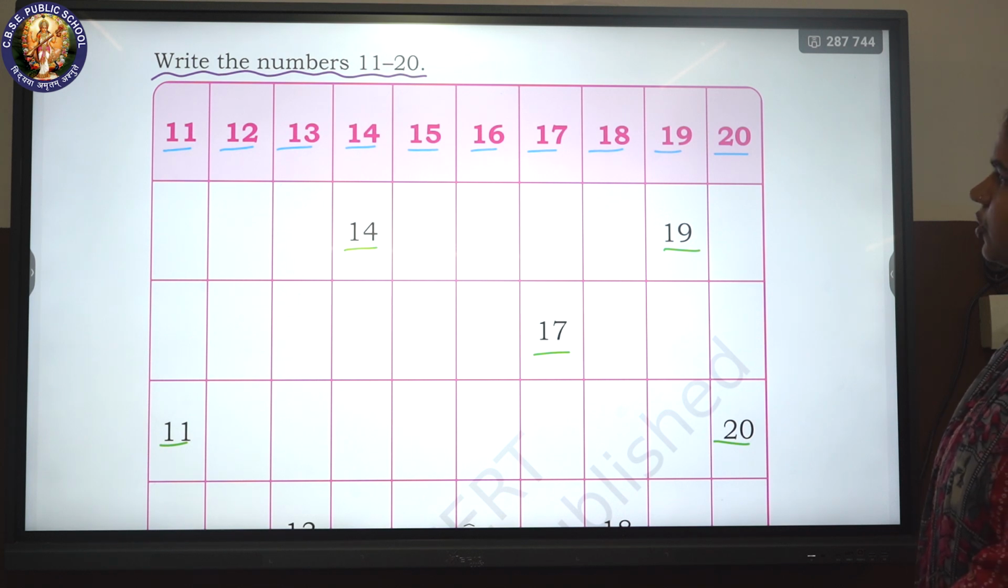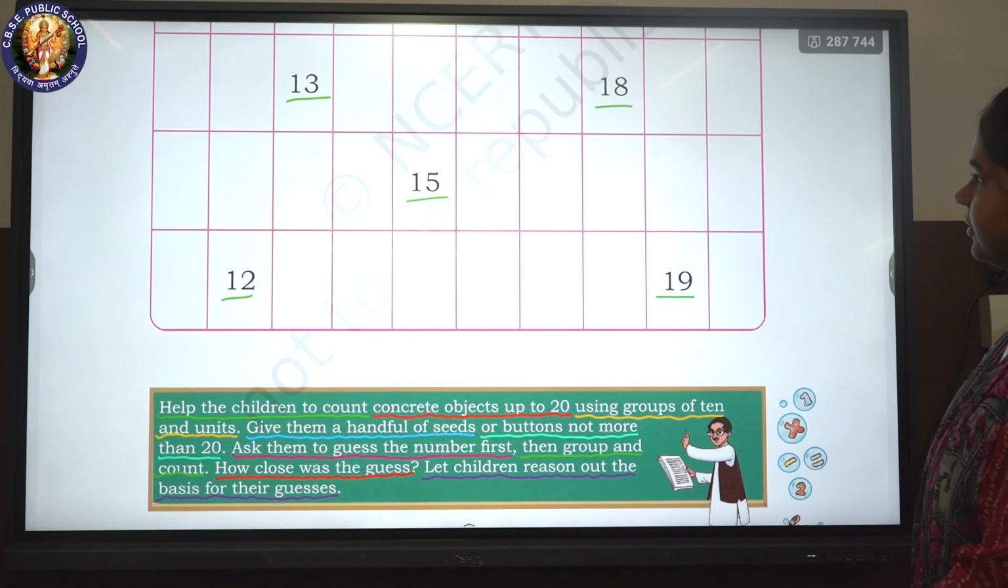11, 12, 13, 14, 15, 16, 17, 18, 19, 20. 14, 19, 17, 11, 20, 13, 18, 15, 12, 19.